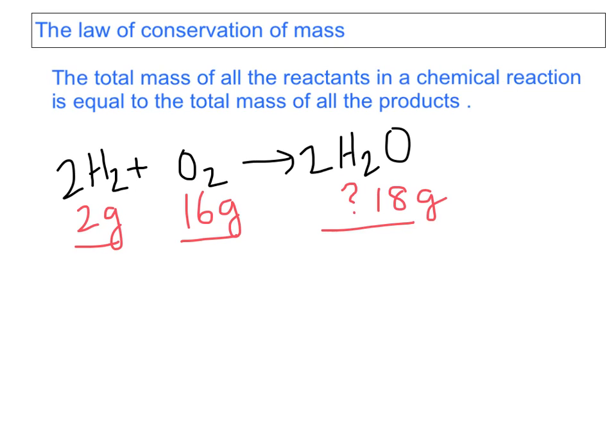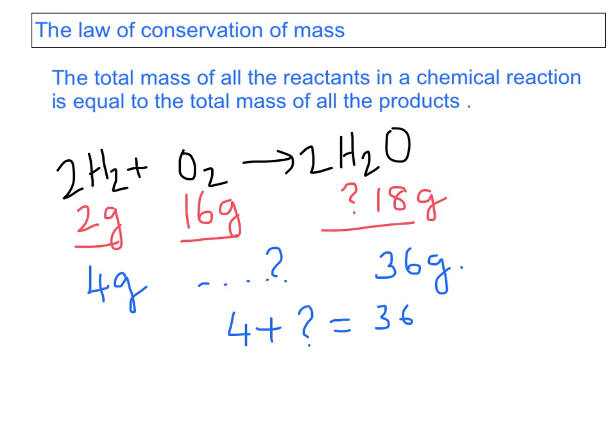Let's extend this a little bit more now. What if this is 4 grams and you don't know this, and this is 36 grams? What will be the mass of the oxygen that will be needed to react with hydrogen to produce 36 grams of water? Again, you apply the law of conservation of mass. If you add these two, you should get 36 grams. So this means 4 plus a number equals 36. As you can see, this is obviously 32. So the missing mass is 32 grams.